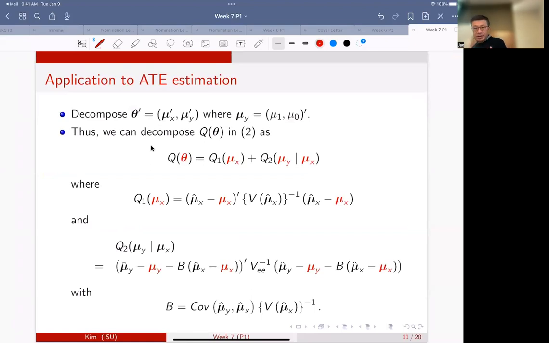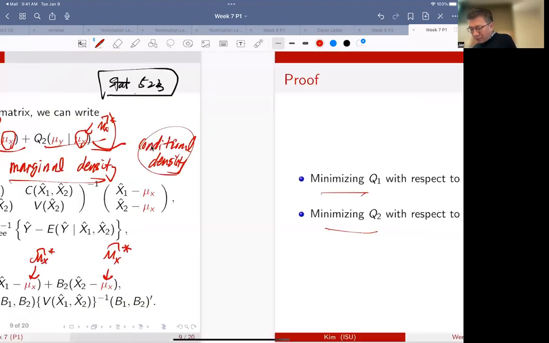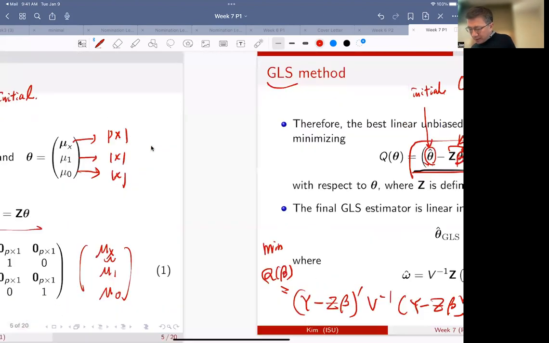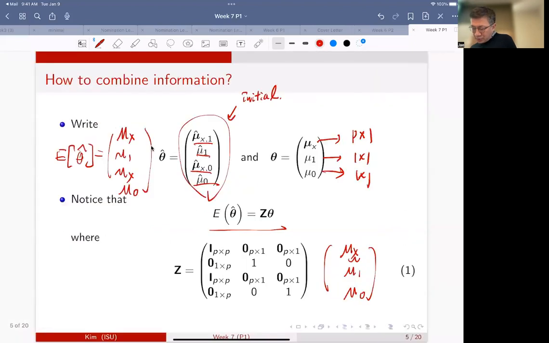That is for the general case, but we want to apply it to our problem. In our problem, we can decompose mu x and mu y. So let's go back to our problem. What was our problem? Our problem was this.